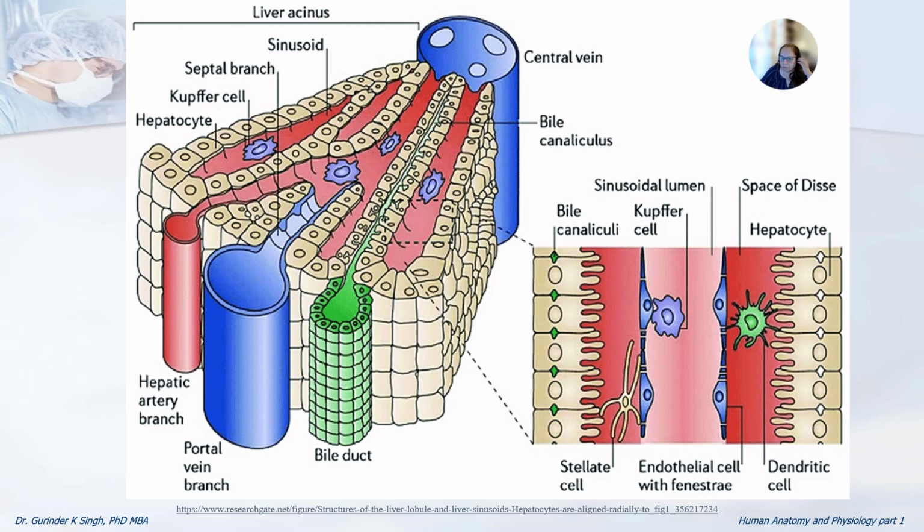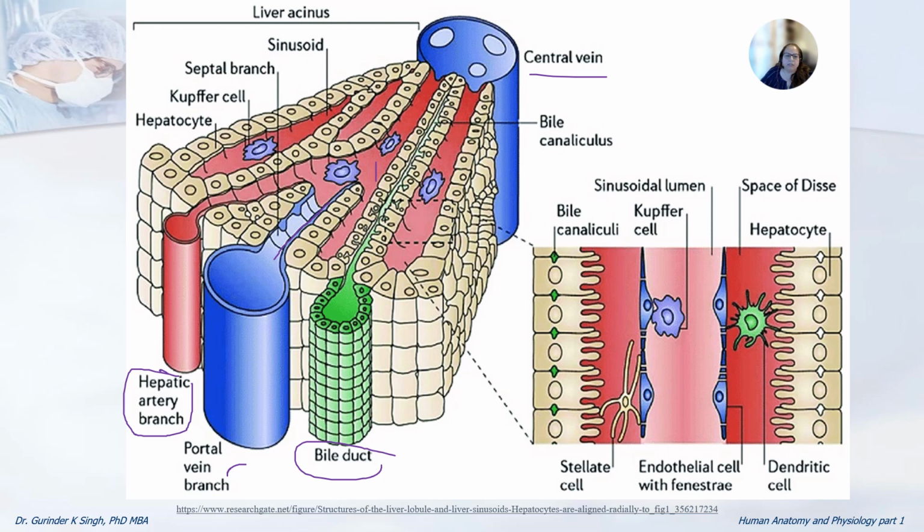So let's look at this picture. This is a little bit better picture to give you some idea. So this is the central vein here. This is the hepatic triad, portal triad. So you have a hepatic artery here, and then you have the portal vein, and then you have the bile duct, and these are the layers of the hepatocytes. So you can see these are the sinusoids.